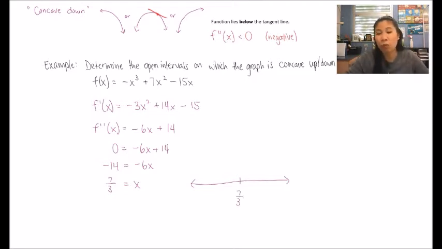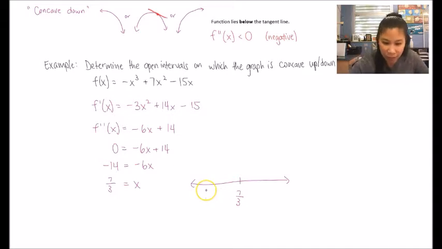So I only got one value of x, so that's all I'm putting on my number line. And then just like with our intervals of increase and decrease, I'm going to test out the numbers around this value that I just got, the 7/3. So I could test out 0 and 3, let's say. When we test it out, we're going to plug it into our second derivative, because remember, we're trying to see if the second derivative is going to be a positive or a negative number.